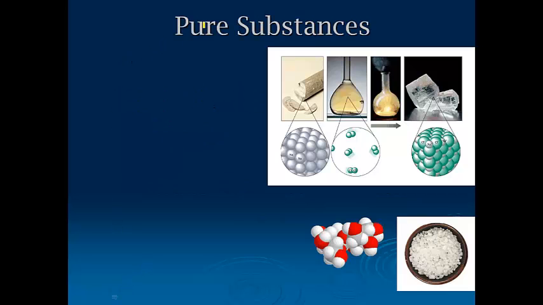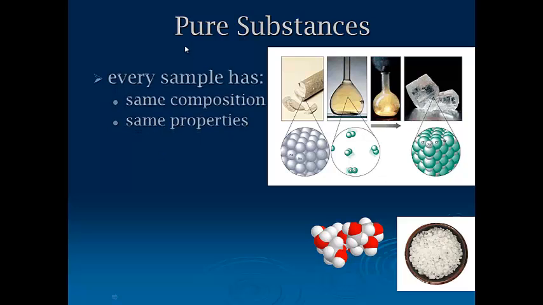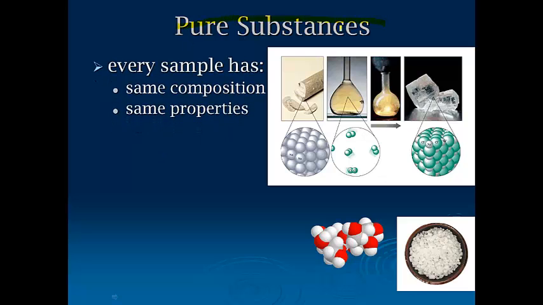Okay, the first category of matter is what are referred to as pure substances. And when we define a pure substance, we're going to say that every sample has the same composition and the same properties. Okay, so it's uniform throughout. For example, this is solid sodium right here. Okay, this is chlorine gas. So these would all be pure.